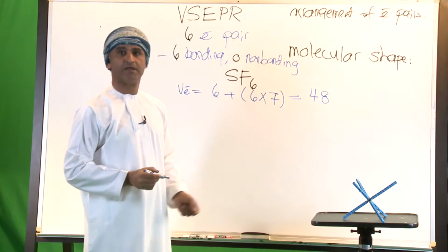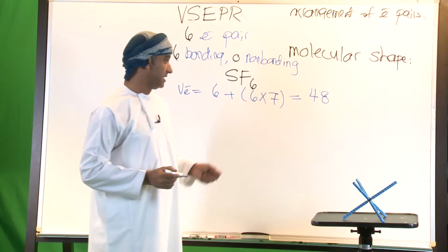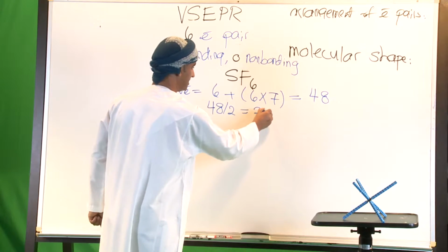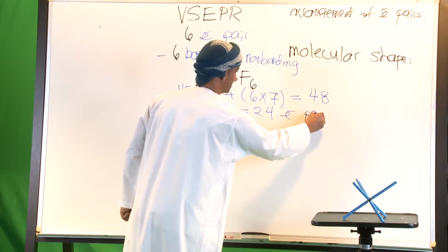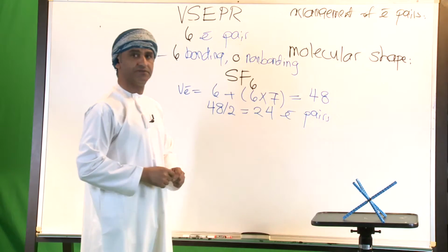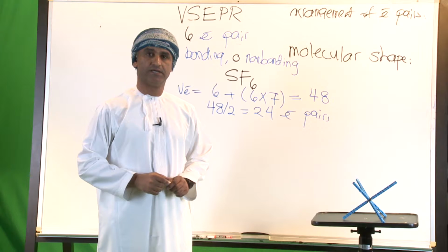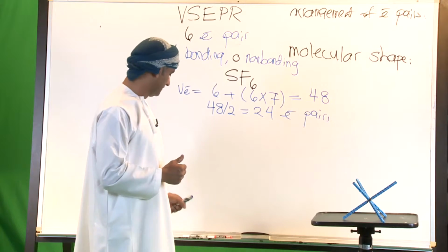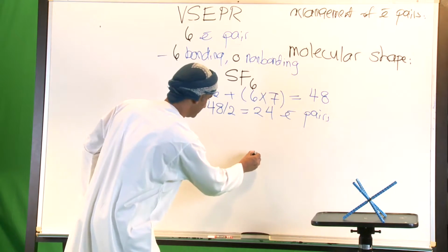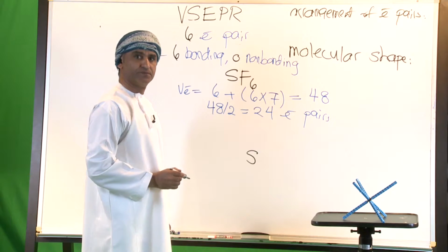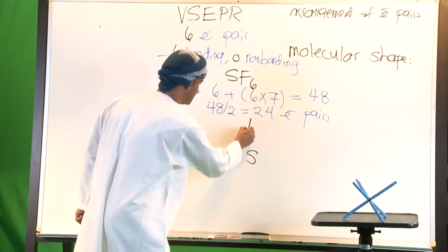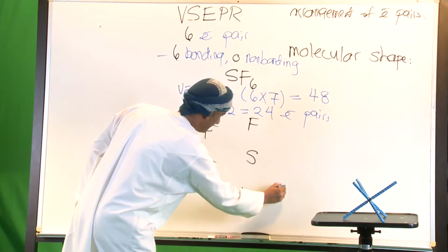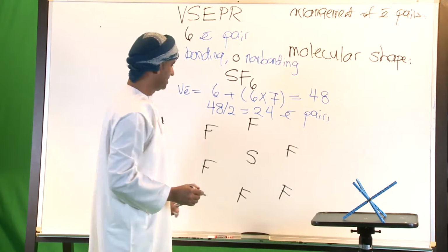So 48 valence electrons. If you divide that 48 number by 2, you would get 24 electron pairs. So 24 electron pairs in this sulfur hexafluoride example. Now what we need to do next is draw a Lewis structure, and for that we need to draw the central sulfur atom. So that's the central sulfur atom, which should be surrounded by 6 fluorine atoms. So there are 6 of them.